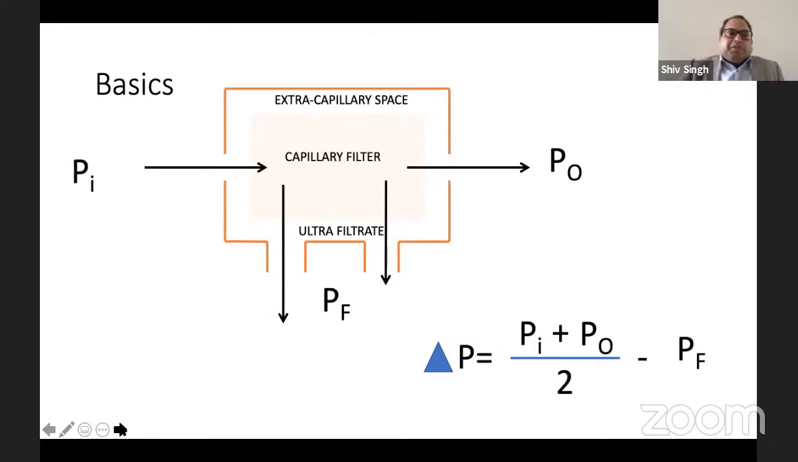So the basic principle of hemofiltration is about the delta pressure. Delta pressure is the mean of the inflow pressure and the outflow pressure, minus the filtration pressure. So that is your transmembrane pressure. So that's the basics of the pressure.